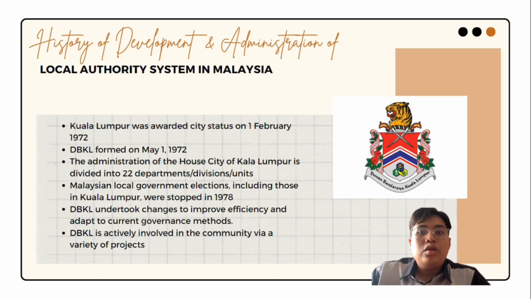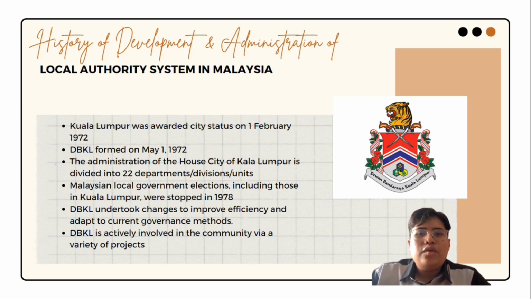Next, Malaysian local government elections, including those in Kuala Lumpur, were stopped in 1978. As a result, local administrations such as DBKL were no longer elected bodies, which had implications for the democratic process at the local level. Administrators were instead appointed. After that, DBKL undertook changes to improve efficiency and adapt to current governance methods, which are reforms and modernization.